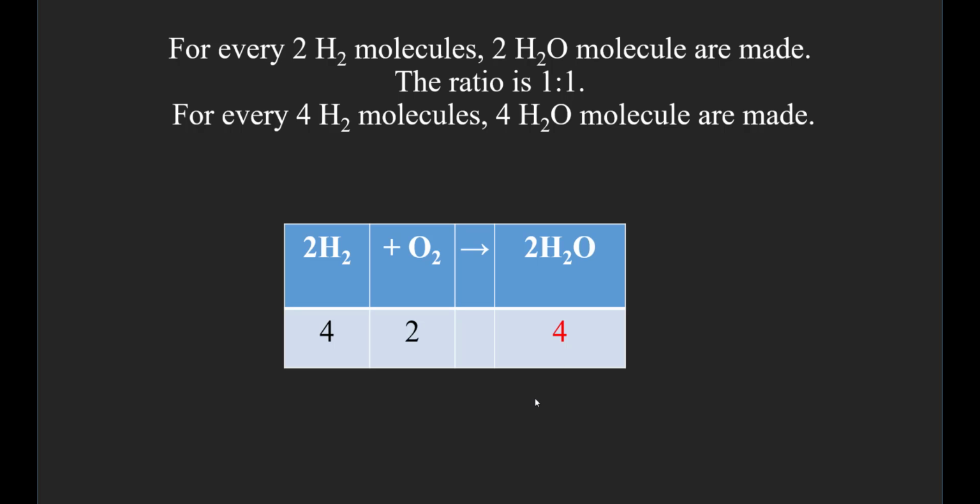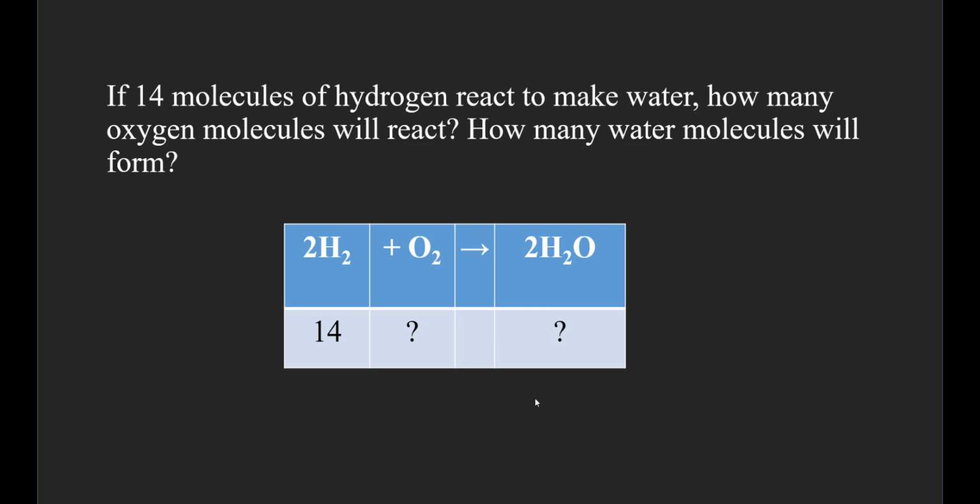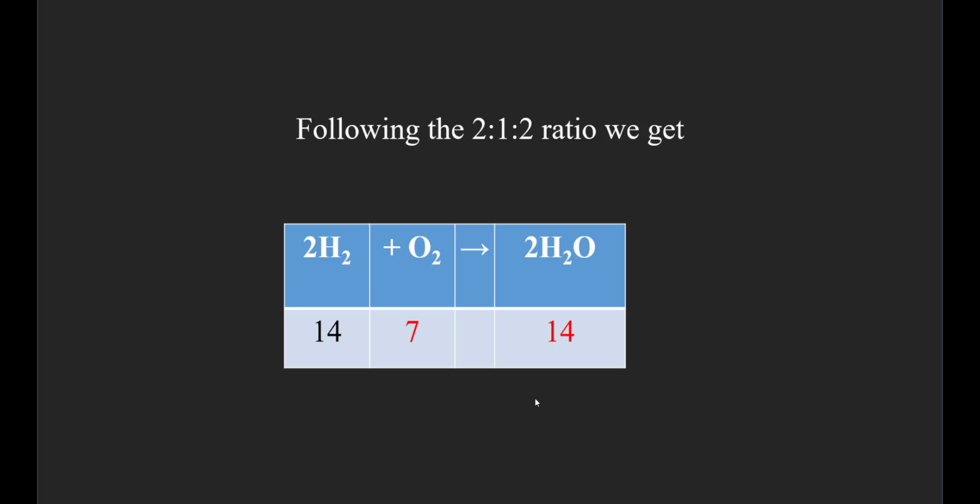Alright, so let's try a couple of these with water. Very straightforward. We can go through them pretty quickly. How about this? Someone has 14 moles or 14 molecules of hydrogen. How many oxygens do we need? Well, half that many. So we need 7. How many waters will be made? The same number as 14. So we're going to make 14 of those.